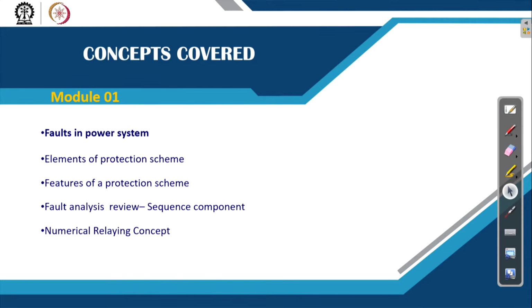In module 1, we will have a few things on faults in power system, and then the elements of protection scheme, features of a protection scheme. We will have the fault analysis, where we will take a review on this. This will help in designing the different power system schemes, and then overall we will have a picture on the concept of numerical relaying.